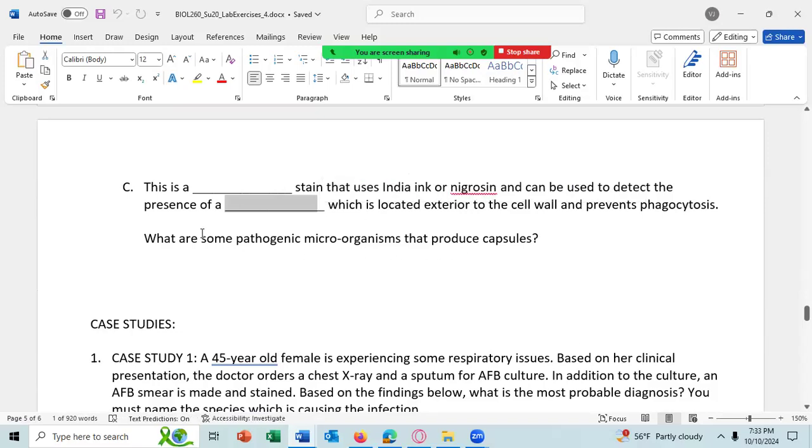And then C3, what are some pathogenic microorganisms that produce a capsule? And once again, you must list at least 2 different pathogenic microorganisms because it says some microorganisms, and that is plural. Any questions about that? Once you're done with that, do the case studies.